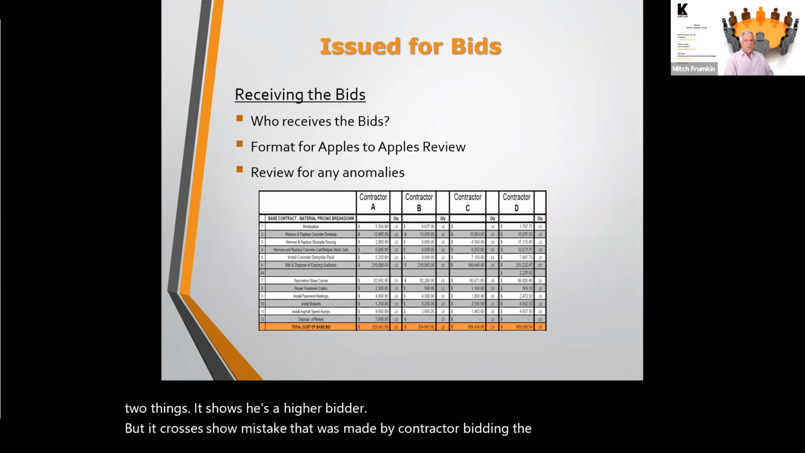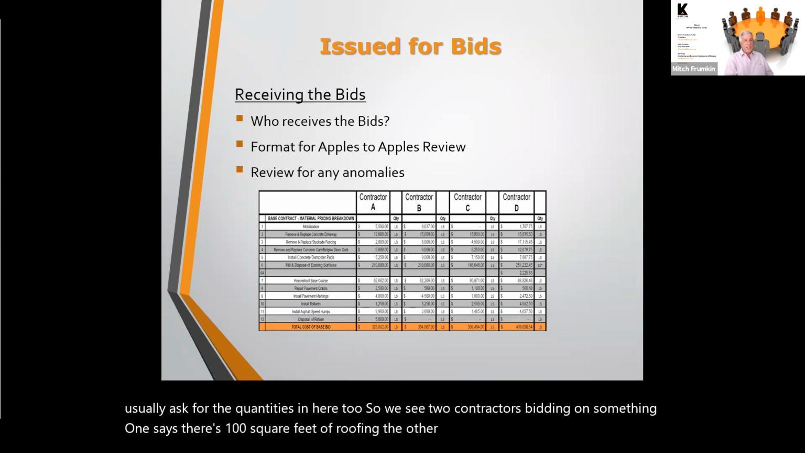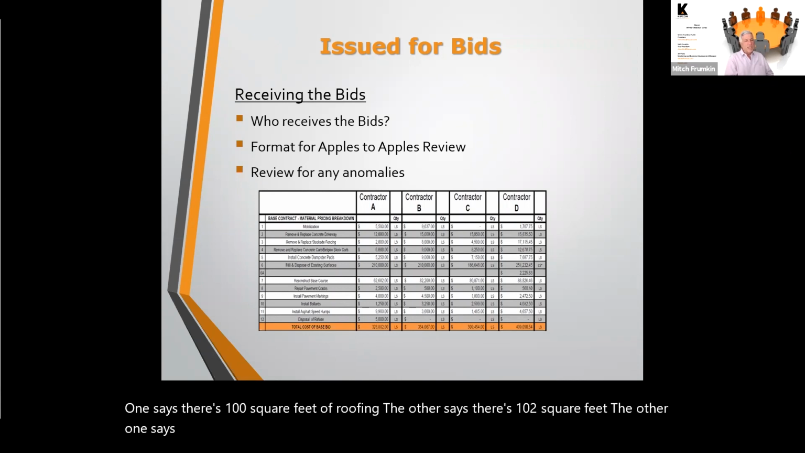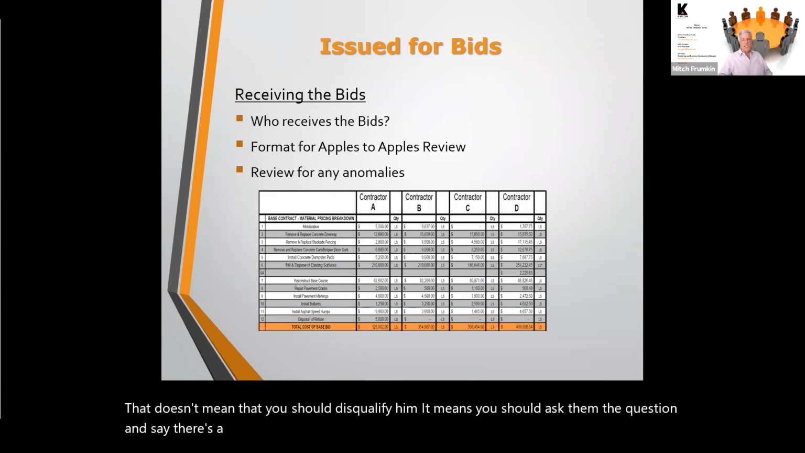For example, we usually ask for the quantities in here too. So if we see two contractors bidding on something, one says there's 100 square feet of roofing, the other says there's 102 square feet, the other one says there's 300 square feet, they made a mistake. That doesn't mean that you should disqualify them. It means you should ask them the question and say there's a difference in the quantities. You may want to check it. But that's why this apples to apples comparison is very interesting and very important.